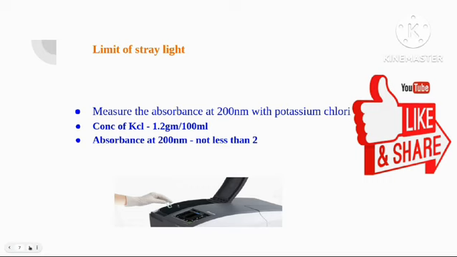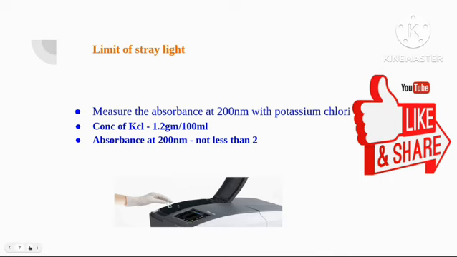Here we prepare the KCl solution. Weigh accurately 1.2 gram of the dried potassium chloride, transfer it into a 100 ml volumetric flask, dissolve with sufficient water and make up to the mark with the same water. So the preparation is like this.